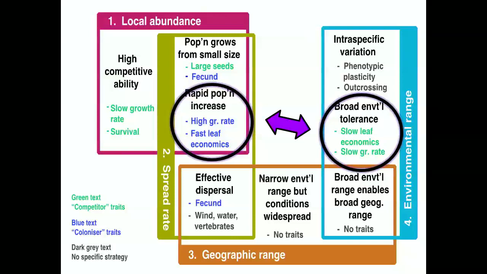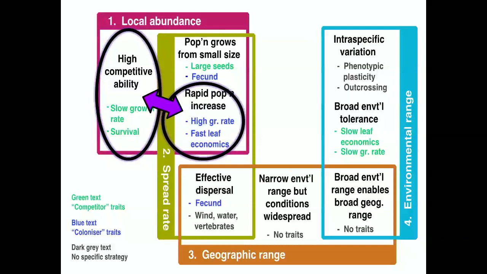If you're assuming that broad environmental tolerance is linked with having a broad environmental range, you can see that perhaps being more competitive in your style and with slow leaf economics might be more linked with that, whereas it's going to be fast leaf economics with a rapid population increase. So we could have some contradictions there. Even within one of these dimensions, we can get contradictions. Reaching high abundance in an undisturbed, intact ecosystem is going to be quite different, and your characteristics are going to be quite different from those that reach high abundance along the edge of a road.